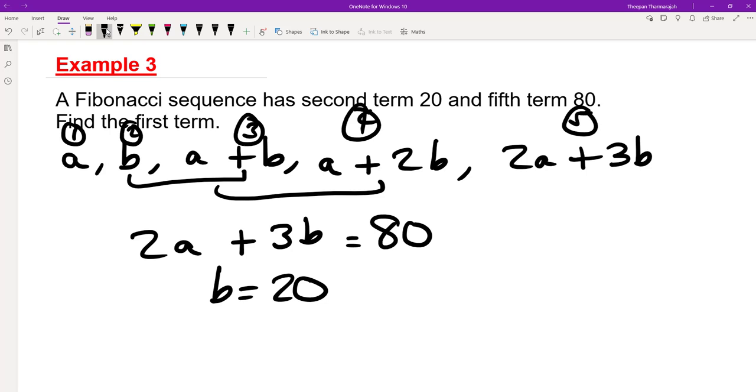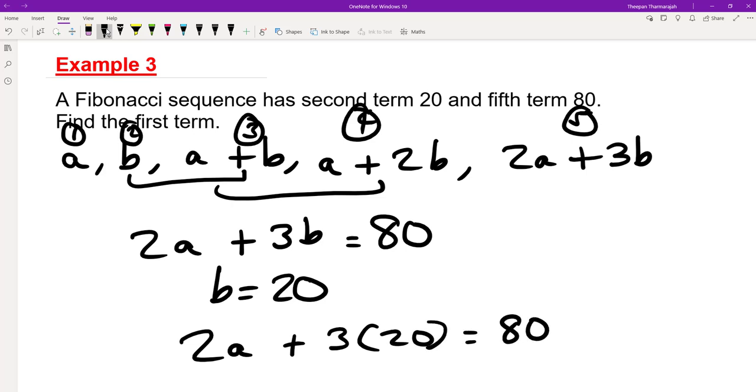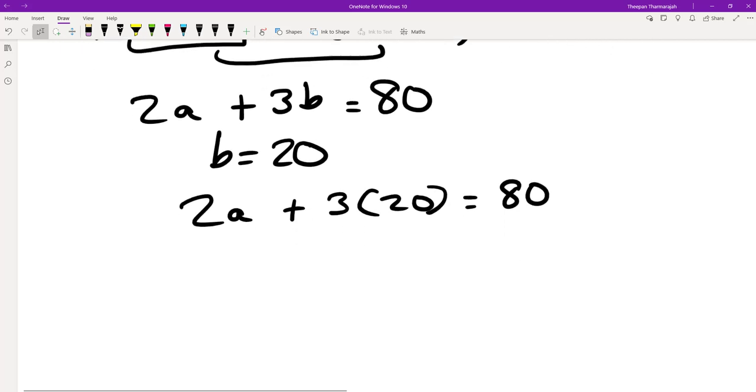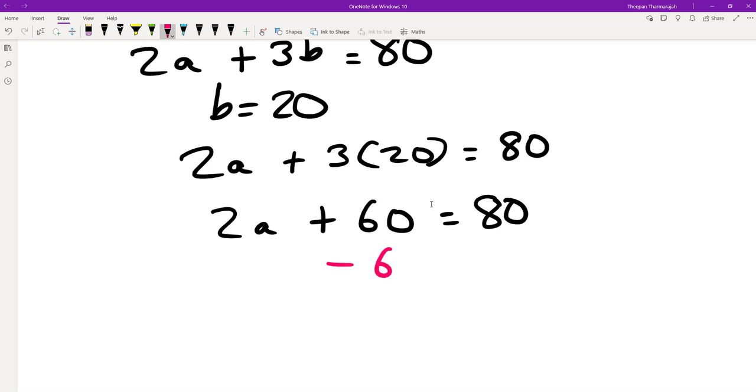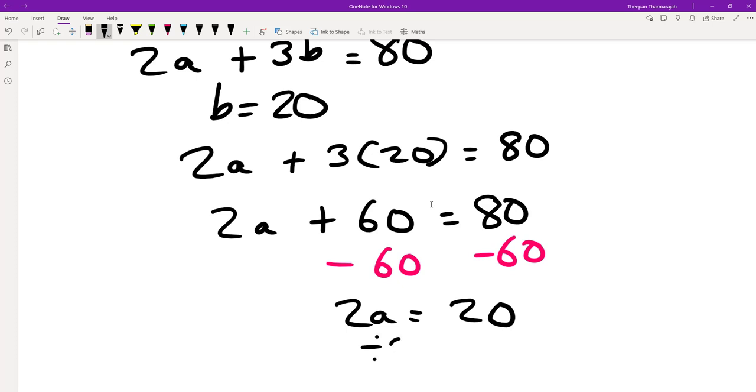So this is quite easy. We can do a substitution. So we can say 2a plus 3 times 20, that's the value of b, is equal to 80. And then we can solve for this now. So we can say 2a plus 60 equals 80, minus both sides by 60. And then we end up with 2a equals 20. Divide both sides by 2. So a equals 10. And that's the first term.